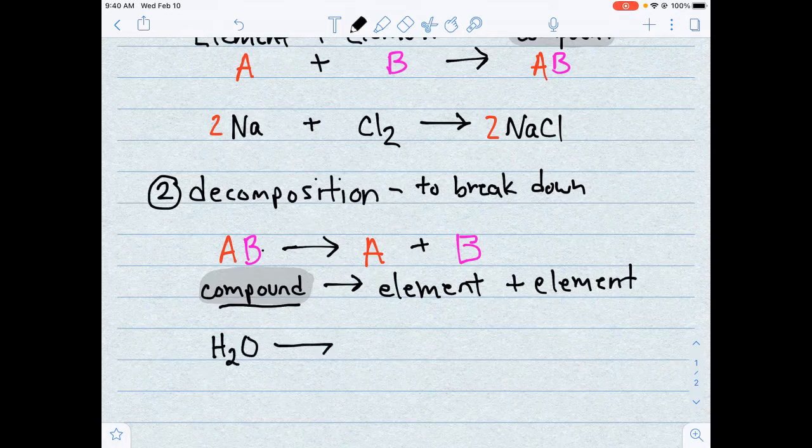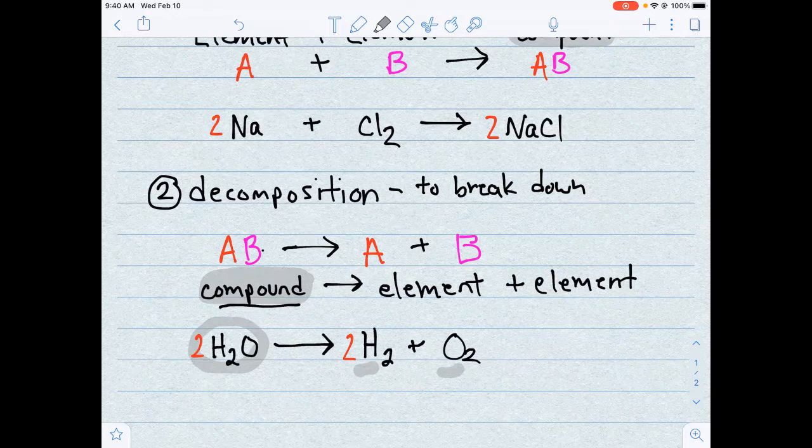And if I add an electric current to water at high enough energy, you end up breaking down water into its individual components, which is H2 and O2, both being diatomic atoms. And then, of course, I can always go back and balance my equation like so, and now I have my decomposition reaction. I start off with one compound with one thing and one thing only, and I end up with two things at the very end.